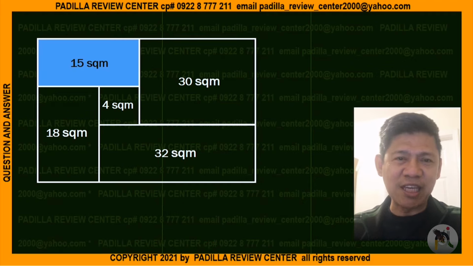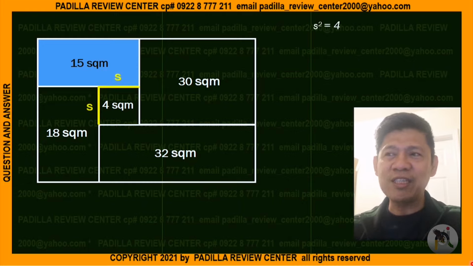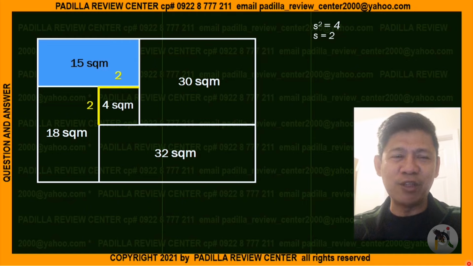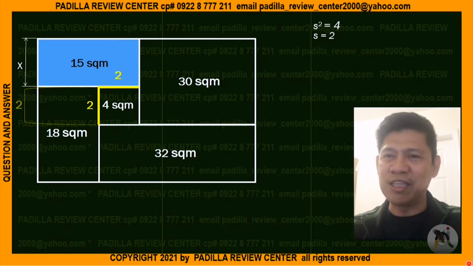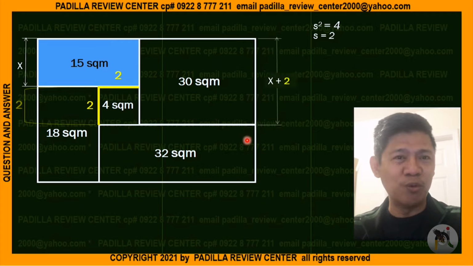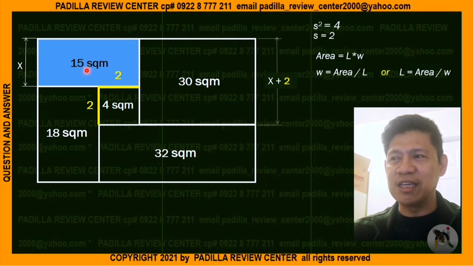Let us begin with the center square. So let us say that the center square, the side is S. So S squared, the area equals 4. So S is equal to 2. So therefore, this is 2 by 2. So if the side of the rectangle is X and this is 2, it means that this side must be X plus 2. So that area equals L times W, length is area over the width.